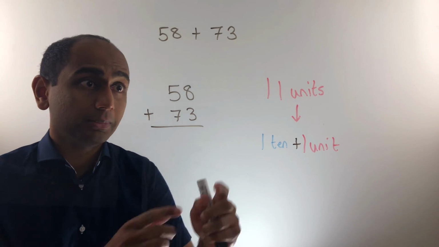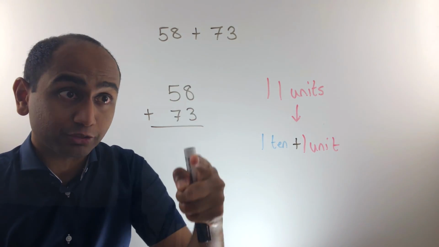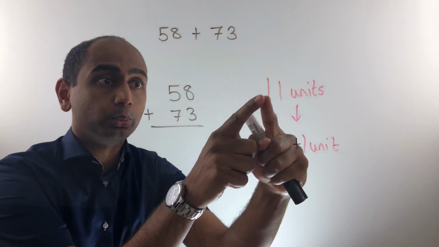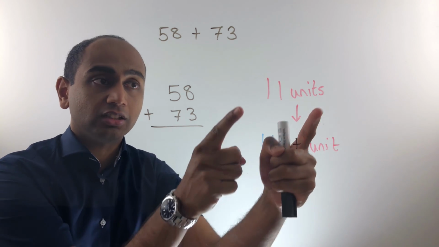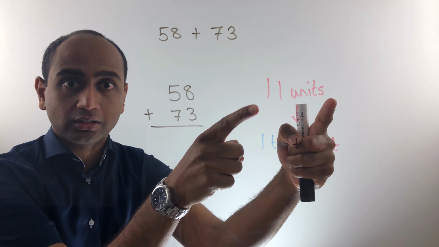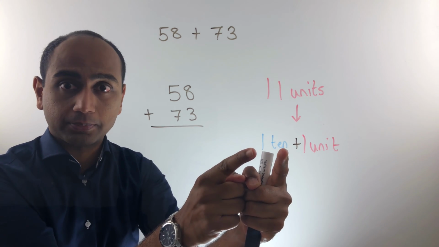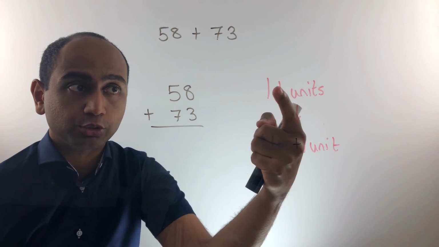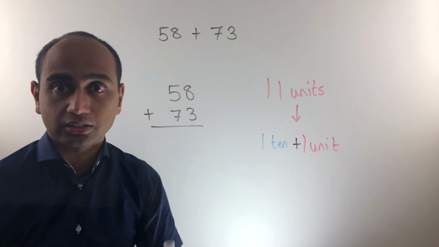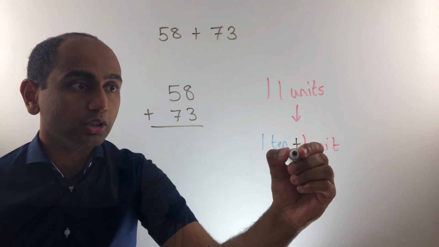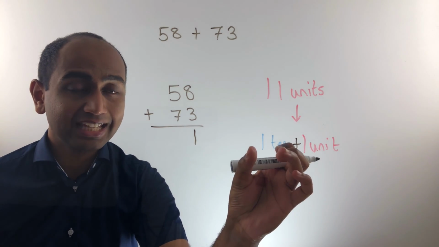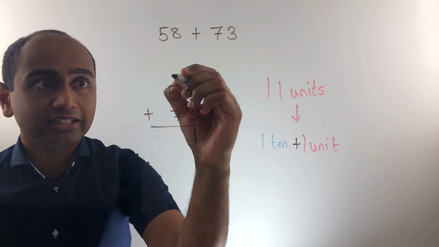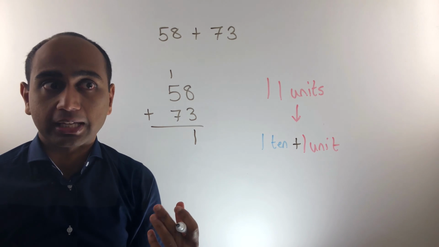By exchange, I mean taking the 11 units we get from adding these two and saying that what we've actually got is 1 ten and 1 unit. So I'm taking 10 of these units and exchanging them for 1 ten. And then that extra unit I've got left over is still a unit. And because of that, we can put 1 unit into the units column, and this 10 that we've exchanged, we're going to put in the tens column. So we can put it up there.